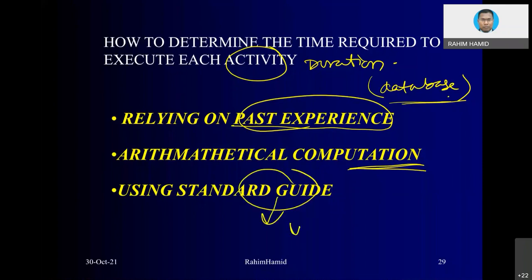Mean scheduling. In the US, there is a book called Means Scheduling Method Rate or something similar. If you are in the US, you can use it as a guideline. They have productivity rates for many activities to compare with. But we don't have that yet in Malaysia.